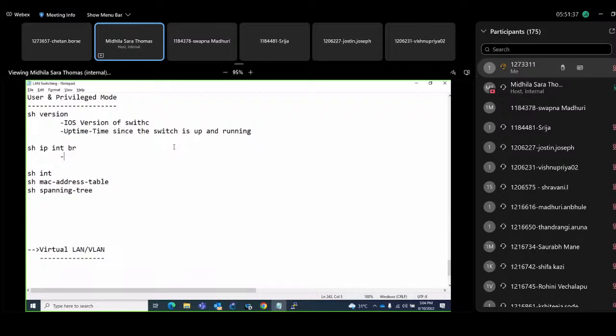Of course. So, do you know this command? Have you seen this command? Show IP interface brief. What is the details of interface? What are the details? Like IP address. Then interface name. And whether it's working. All those things.